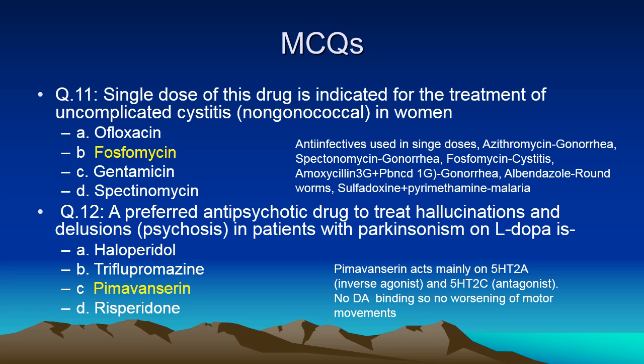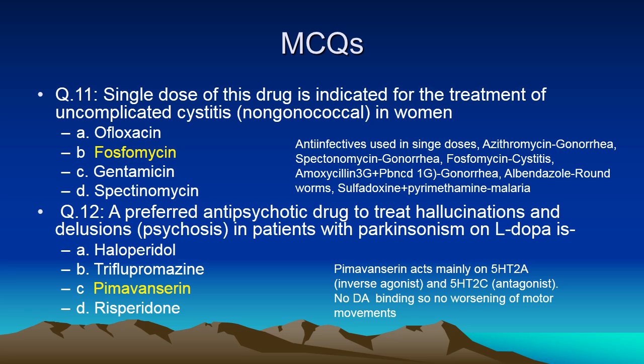As a corollary, many drugs are used as single doses. To remember: azithromycin for gonorrhea, spectinomycin for gonorrhea, phosphomycin for cystitis, amoxicillin 3 gram plus probenecid 1 gram for gonorrhea, less commonly used now, albendazole for roundworm infection, sulfadoxine pyrimethamine for malaria, secnidazole for amoebiasis. They all have been used as a single dose.